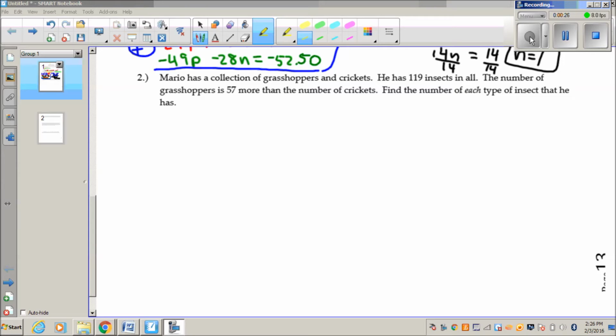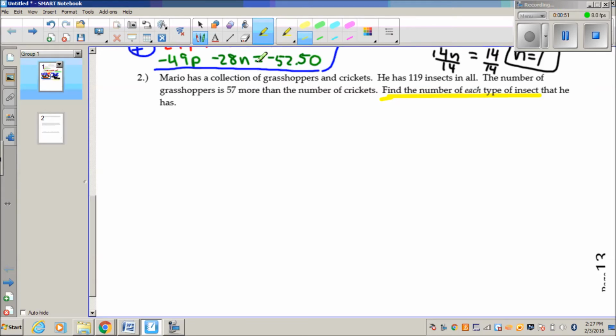Okay, so this problem has to do with how many grasshoppers and how many crickets. In fact, that's what the question is at the very bottom. It says, find the number of each type of insect that he has. So he has so many grasshoppers and so many crickets. He has actually 119 in all. And the number of grasshoppers is 57 more than the number of crickets.